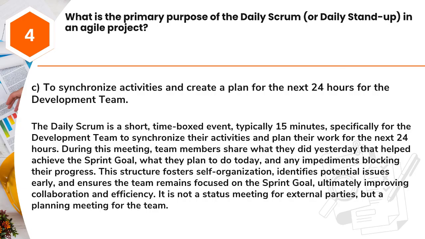During this meeting, team members share what they did yesterday that helped achieve the sprint goal, what they plan to do today, and any impediments blocking their progress. This structure fosters self-organization, identifies potential issues early, and ensures the team remains focused on the sprint goal, ultimately improving collaboration and efficiency. It is not a status meeting for external parties, but a planning meeting for the team.